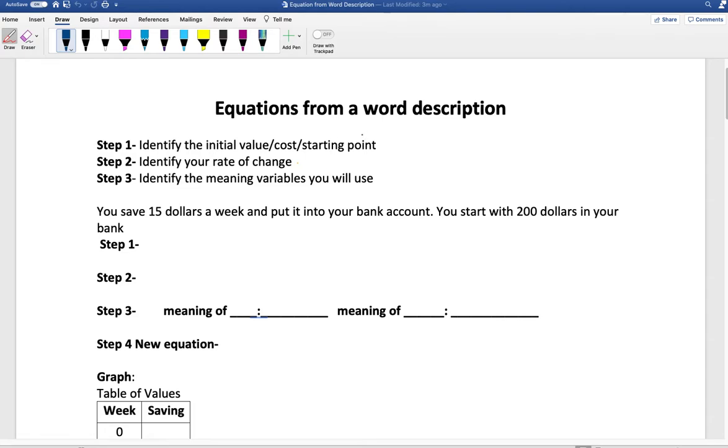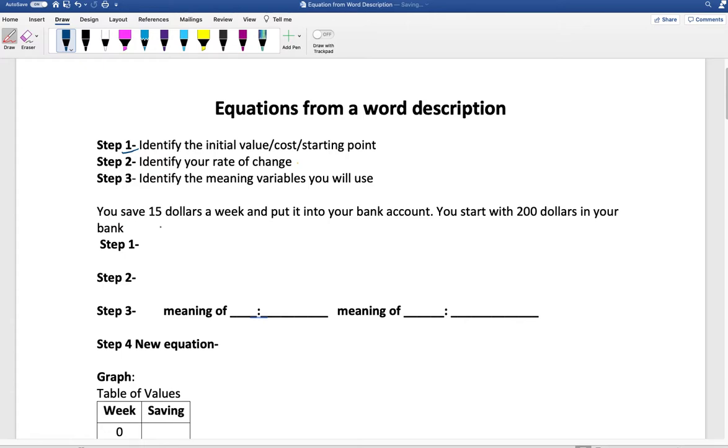Equations from word description. So we're going to have a little word description, and we're going to write an equation that matches it. I've broken it down into 4 steps here. Step 1, identify the initial value, cost, or starting point. Step 2, identify your rate of change. Step 3, identify your meaning of the variables. And then step 4, which I forgot to put in there, is put it all together. So let's do this one here.